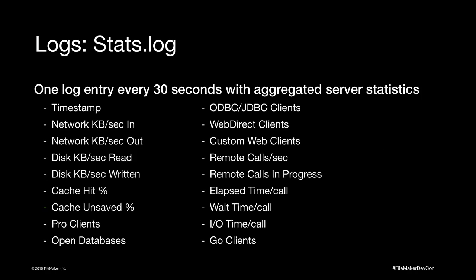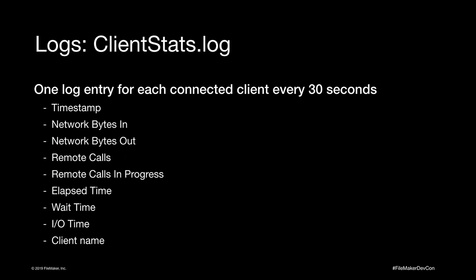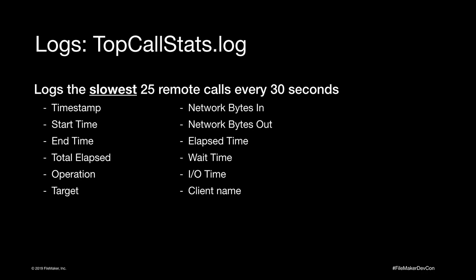If you're following along with the slides from the community forum, I've got slides in here that detail the information that is in each of these logs. I'm not going to spend much time on these here because I'm hoping to look at some actual examples of these logs. But the information is here. This is the stats log and the specific information included in it, the client stats log and the information included in there, and then the TopCallStats log. Again, that's the slowest 25 remote calls that occur every 30 seconds when that log is enabled.